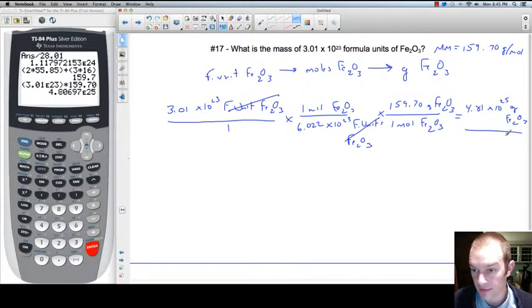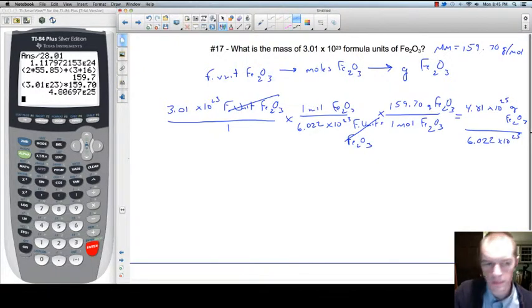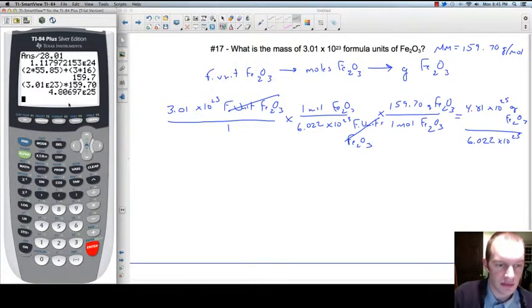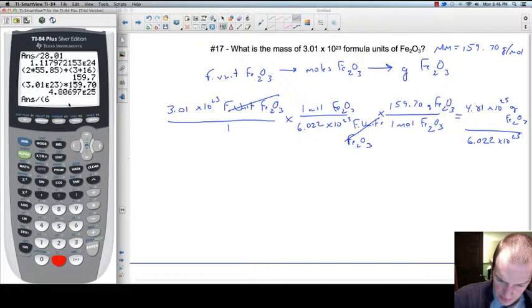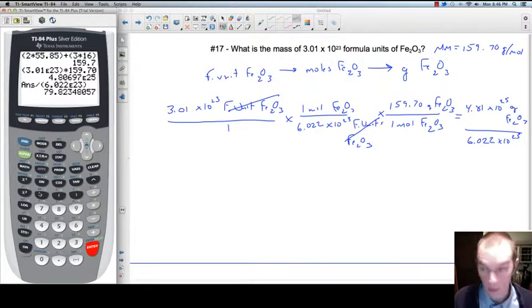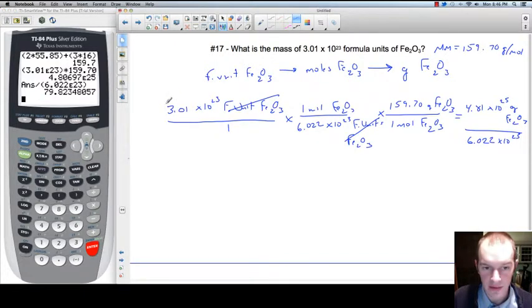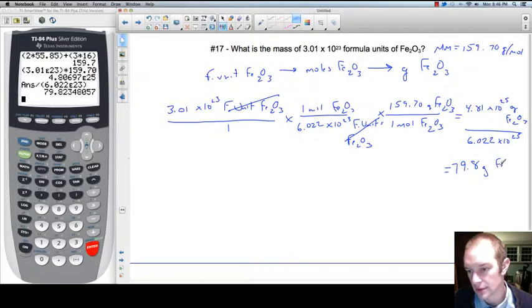We haven't divided it by Avogadro's number yet, so it's going to be divided by 6.022 times 10 to the 23rd. Come back over here. We're going to take this answer and divide it by, open parentheses, 6.022 times 10 to the 23rd, close parentheses, enter. And what we're left with is 79.82 grams. Again, 3 significant figures is what we want, so it'd be 79.8 grams of Fe2O3.